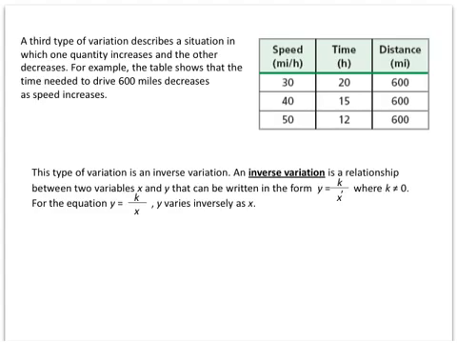An inverse variation is a relationship between two variables, x and y, that can be written in the form y equals k over x, where k can't be 0. For the equation y equals k over x, you'll see in the problems, y varies inversely as x.